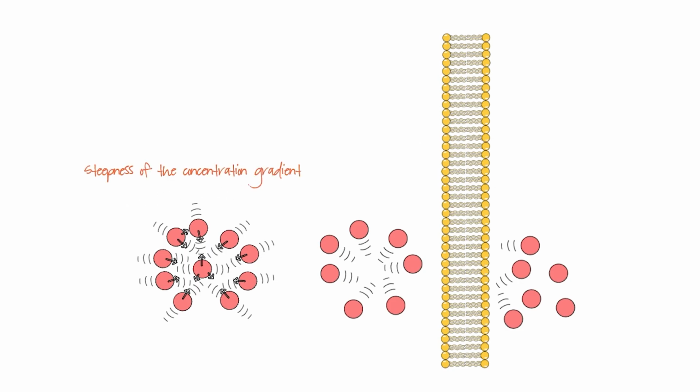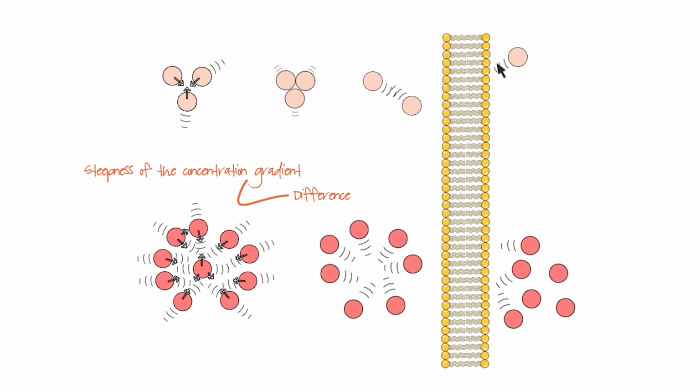What that means is, how big is the difference in concentration of the substance on one side compared to the other side? The greater the difference, which means that one side would be very concentrated while the other barely has any of that substance, then the gradient is steep. And the less the difference in concentration is, the less steep the gradient is.